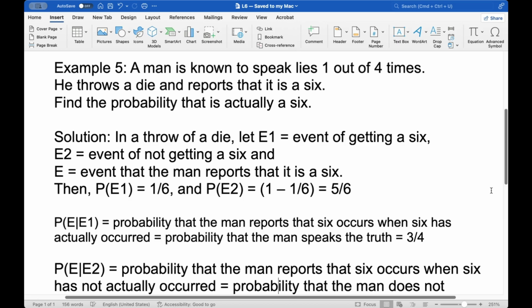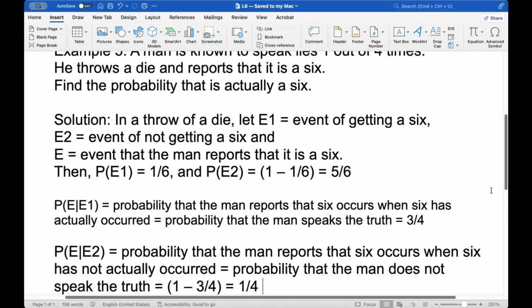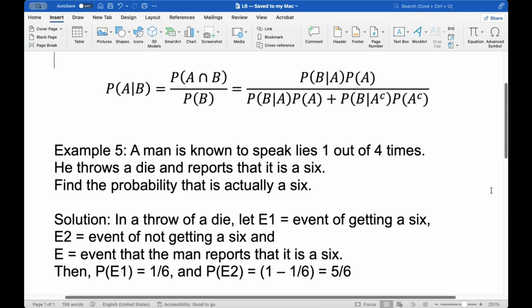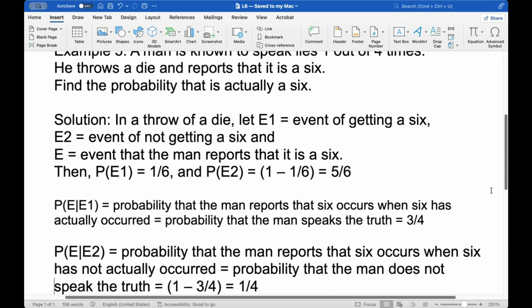Now, the probability of E given E2 would mean that a 6 was reported when the actual roll was not a 6. So that would be a lie, which is 1 out of 4. The probability of lying is 1 out of 4. The probability of telling the truth is the opposite, 3/4.